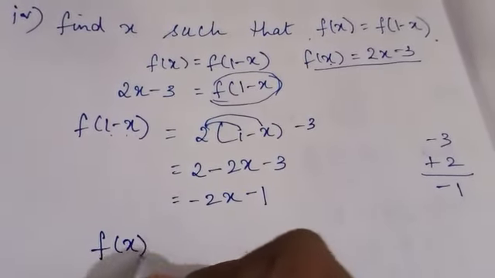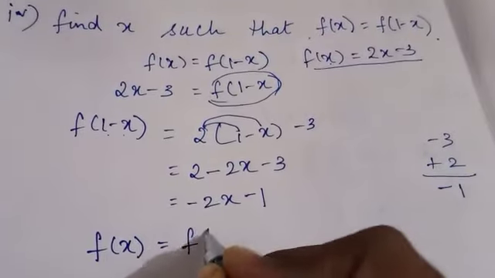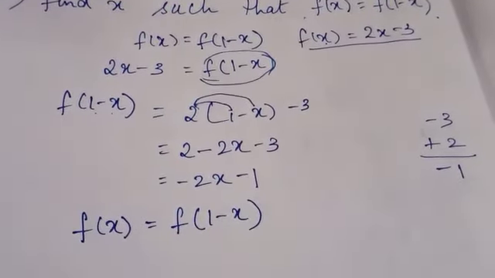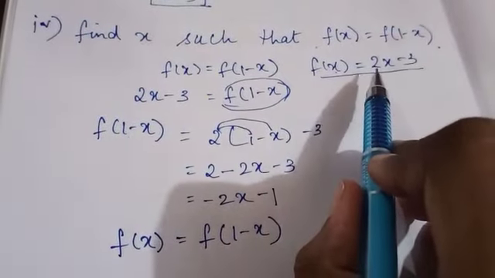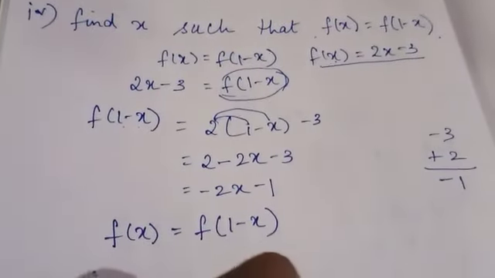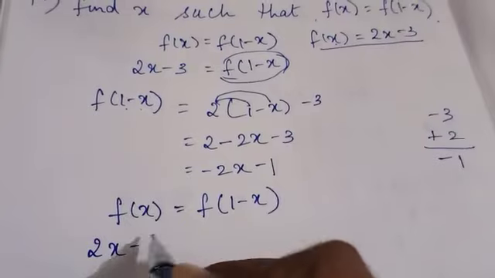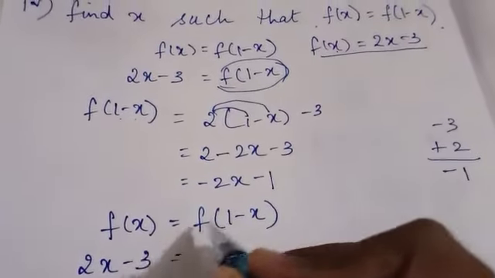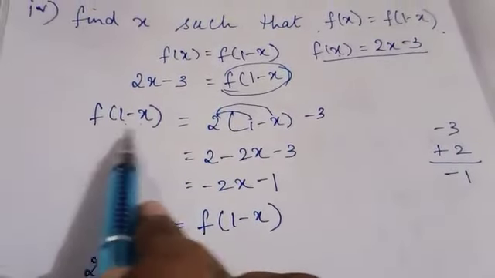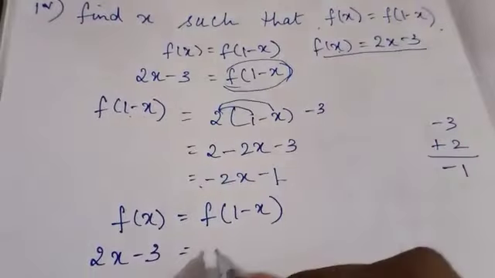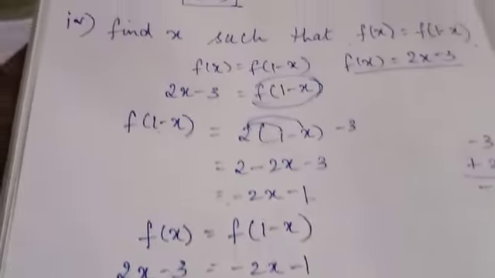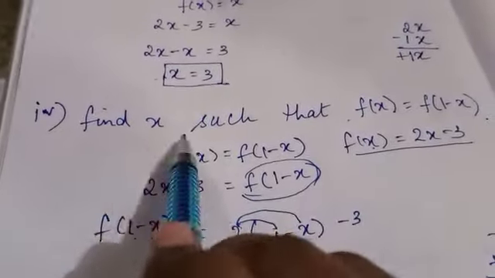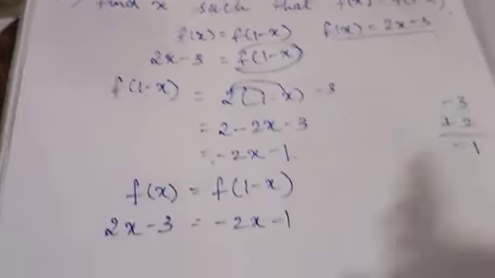f of x is equal to f of 1 minus x. So what is f of x? f of x is nothing but 2x minus 3. So what is f of 1 minus x? What we have found: minus 2x minus 1. So now after this, what we have to find? We have to find x.